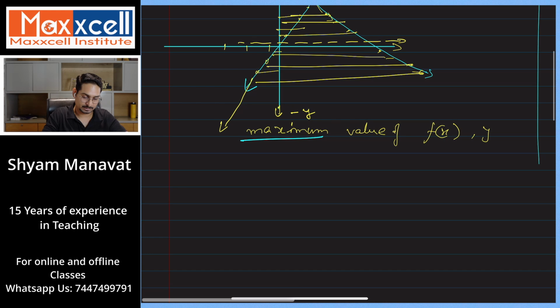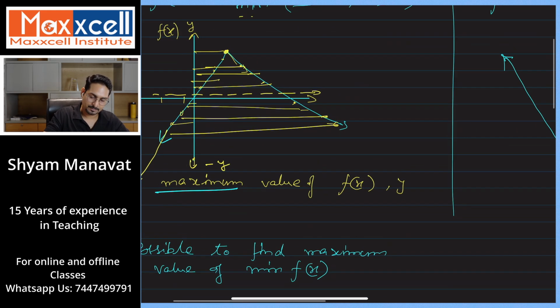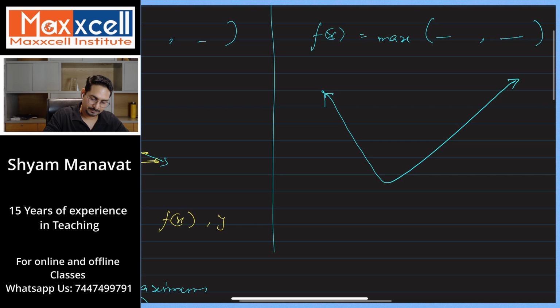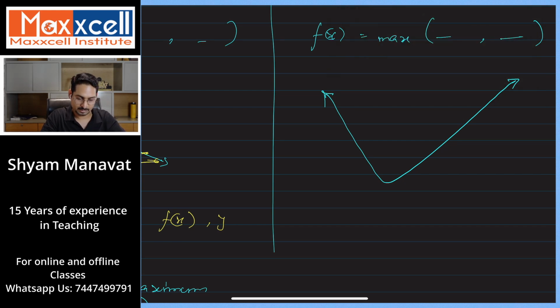Let me conclude this here. What I'm trying to say is, it is possible to find the maximum value of a minimum function, a min function. And similarly, if you see this here, let me have the XY plane again for this.